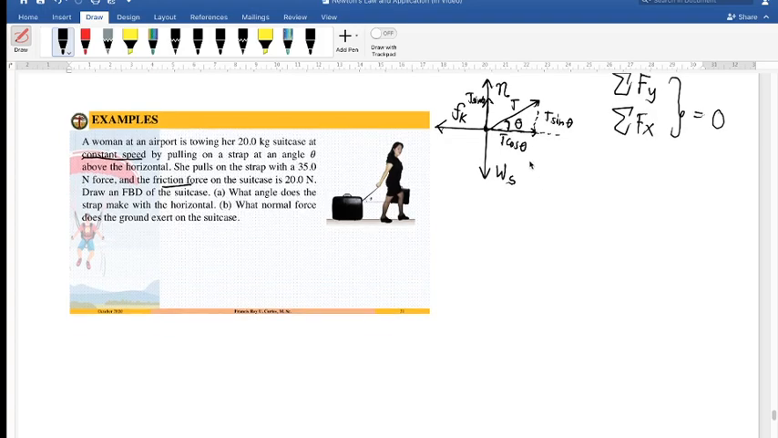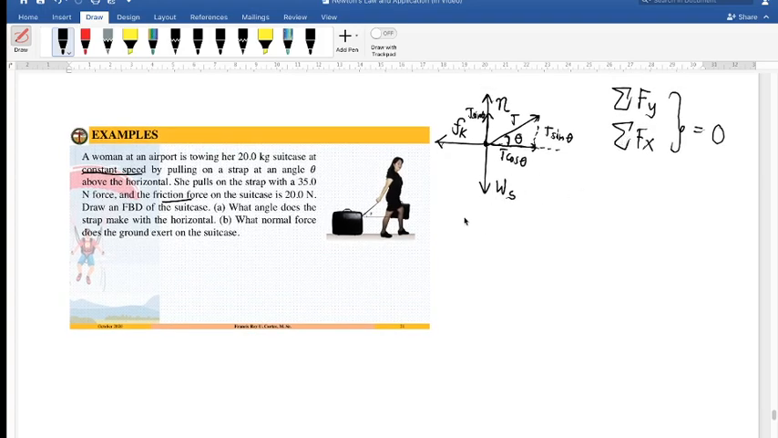So we have to find theta. We just have to add the forces along x, which is equal to 0. So what are the forces along x? We have t cosine theta, which is positive.